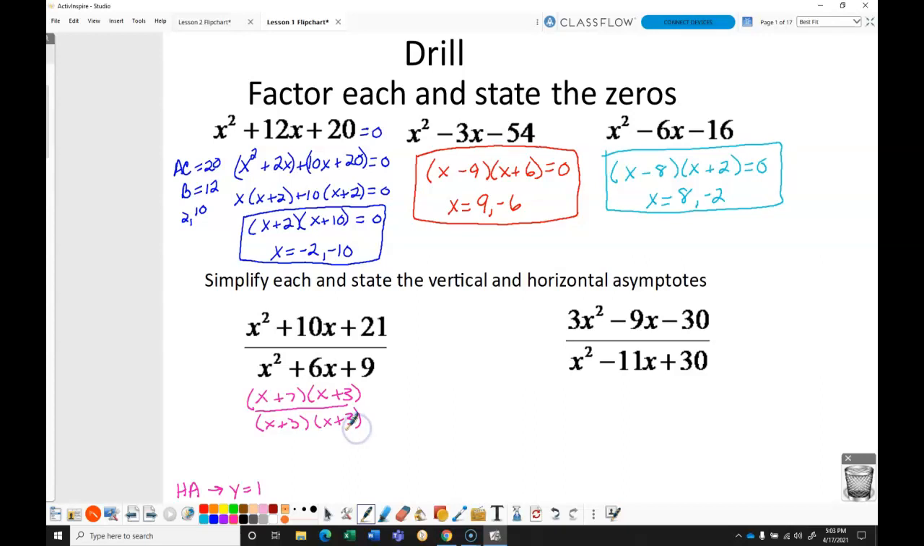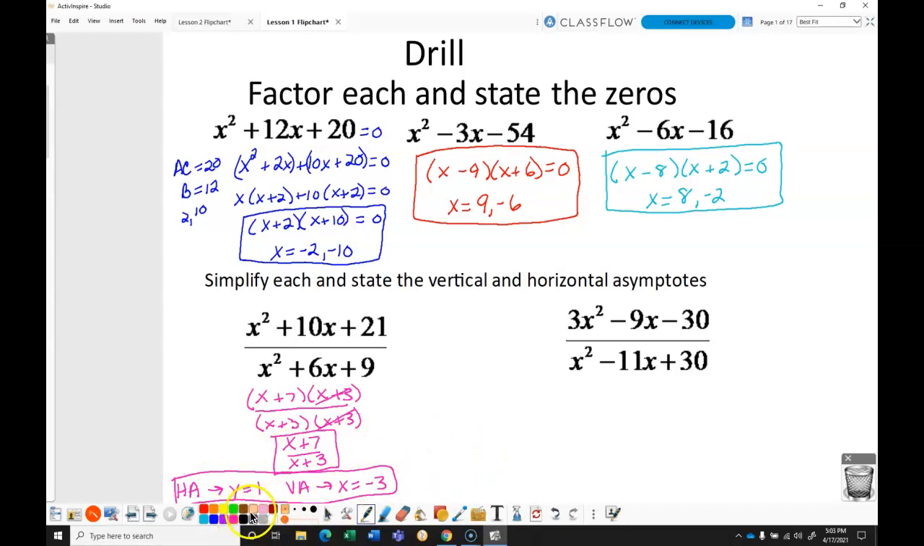I like it when we get those patterns. I don't have to think too hard with that. So then when I simplify it, those cross out. So I'm left with x plus 7 over x plus 3. So I simplified. And then the vertical asymptote is found by identifying the 0 of the denominator, which is right there. So x equals negative 3. So there are my two asymptotes as well.